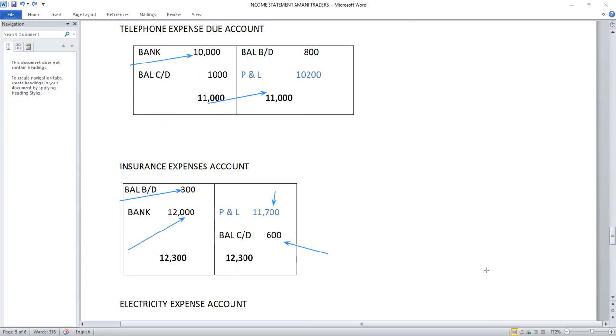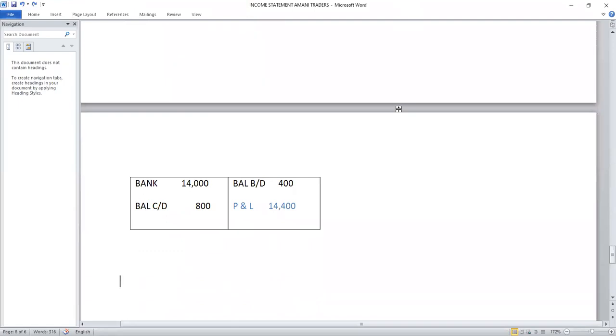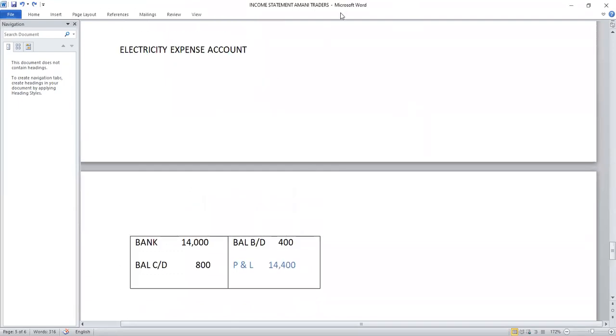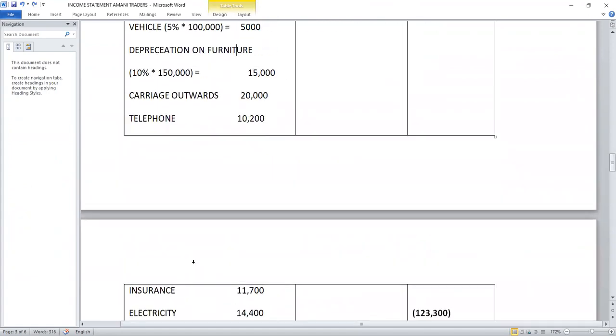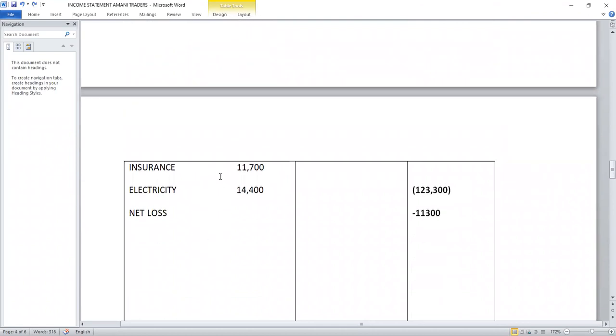Lastly, we had the electricity expenses account. So this is the electricity expenses account. We had the balance brought down and the balance carried down. It was an accrued liability, so the balance brought down will be on the credit side, and the other will be on the debit side. And this bank of 14,000, the difference will go to the income statement. So that's how we got the telephone, the insurance, and the electricity. So total expenses is 123,300.